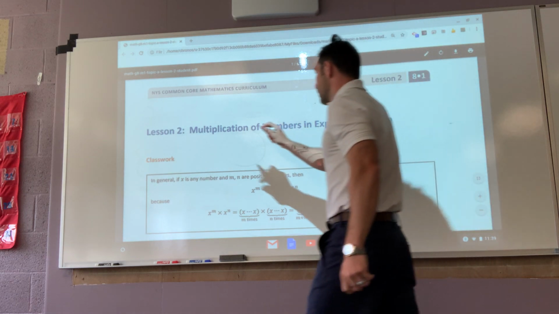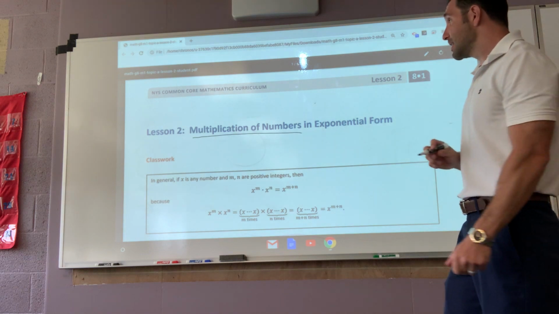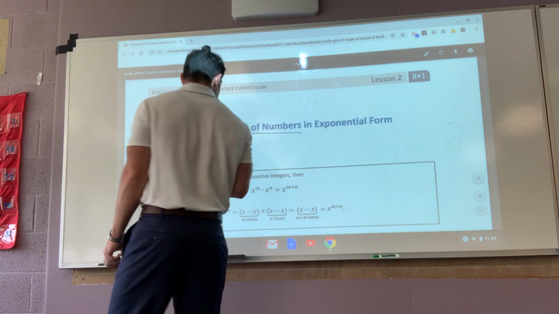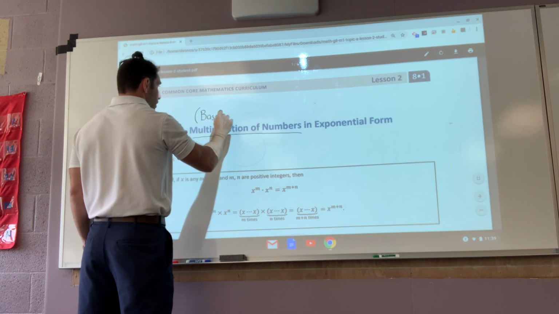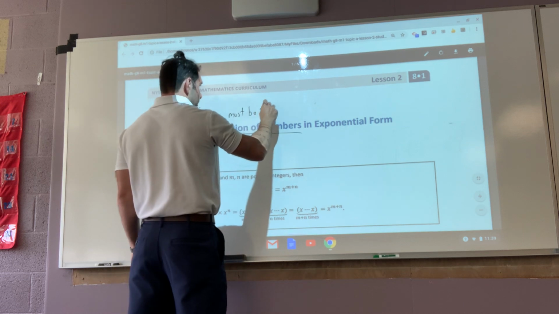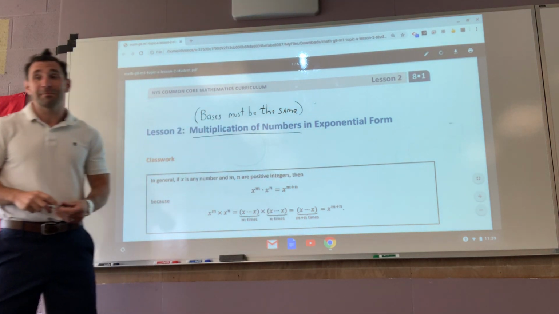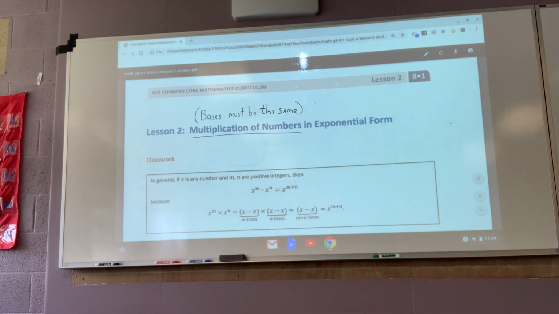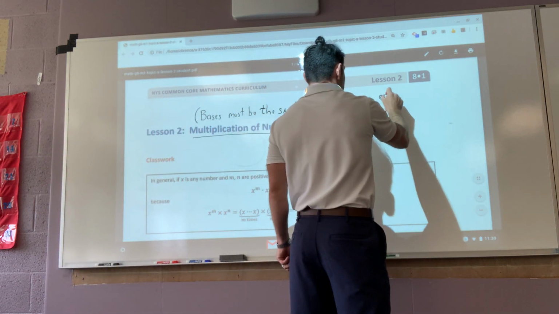Today, we are talking about multiplication of numbers. The key here, what I want you to write above this, is bases must be the same. Okay, I'm going to talk about that a lot. The bases must be the same. So perhaps on a separate piece of paper, it's good to write down this example.